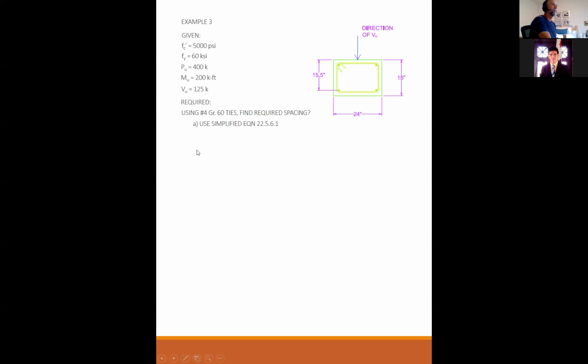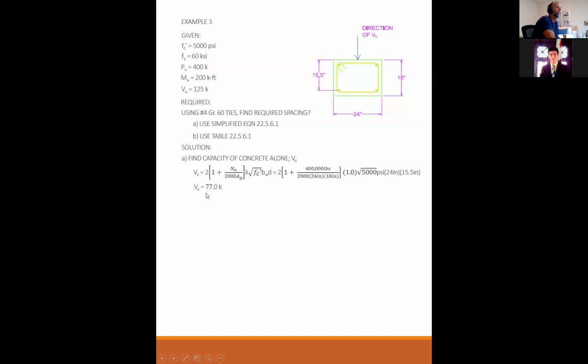So if I use the simplified equation 22.5.6.1, or use table 22.5.6.1. Solution. To find the capacity of the concrete alone, Vc, I use this equation. This is actually the simpler of the ones. If I plug it in, I have 400,000 pounds over 2,000 times Ag, which is 24 times 18. Lambda is 1, 5,000 psi concrete. My width is 24. My d, as shown here, is 15 and a half. So Vc is 77 kips.